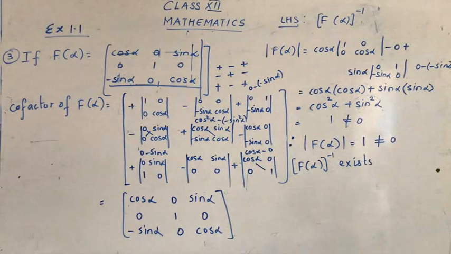So the first step for adjoint is done. That is, cofactor has been found. What is the next step we are going to do? We are going to find the transpose of cofactor. Once you find the transpose of cofactor, you get the adjoint. After getting the adjoint, we are just going to put it in the inverse formula, and check whether our LHS and RHS are equal. So let's do the next step.